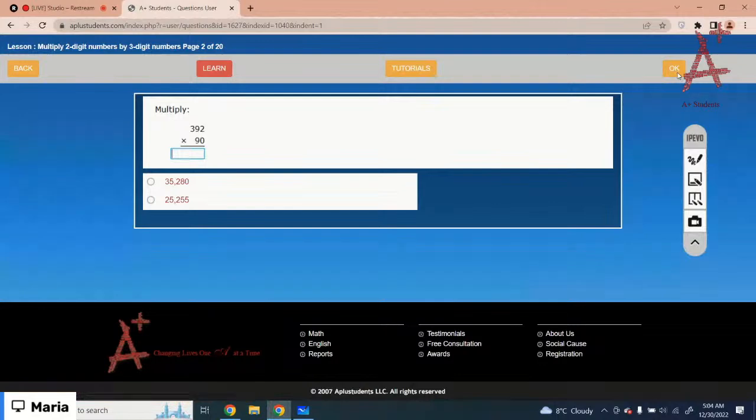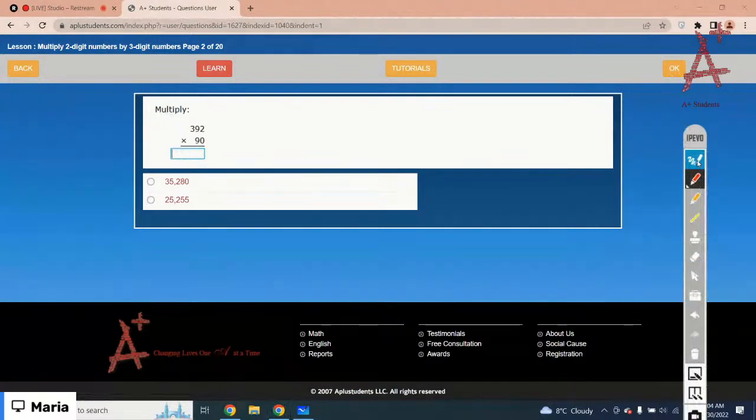Okay, the next one is 392 times 90. So you have to multiply just non-zero values. So just multiply 392 times 9. Got it? 9 times 2 is 18. 8 and 1 carry. 9 times 9 is 81 and 1, 82. 2 and 8 carry. 9 times 3 is 27 and 8 is 35.